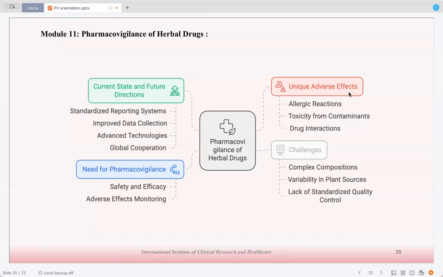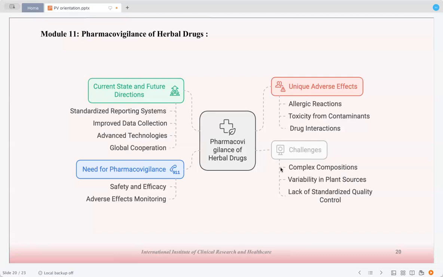The current pharmacovigilance for herbal drugs is evolving, with efforts focused on establishing standardized reporting systems and improving data collection methods. Future directions include integrating advanced technologies and global cooperation to enhance safety monitoring. So the current state and future direction is to standardize the reporting system, then global cooperation.